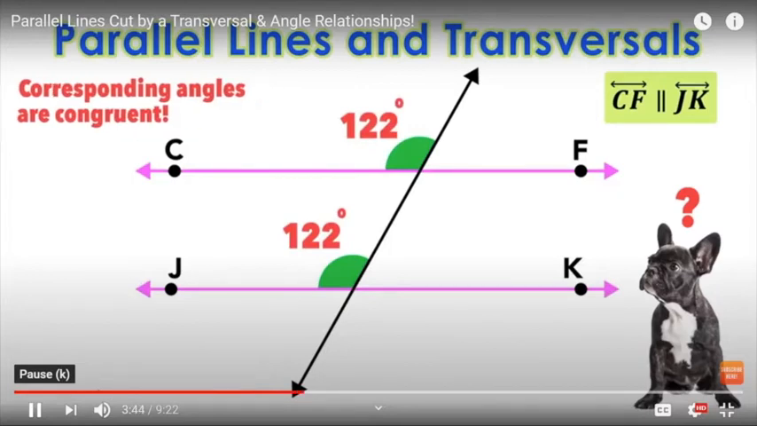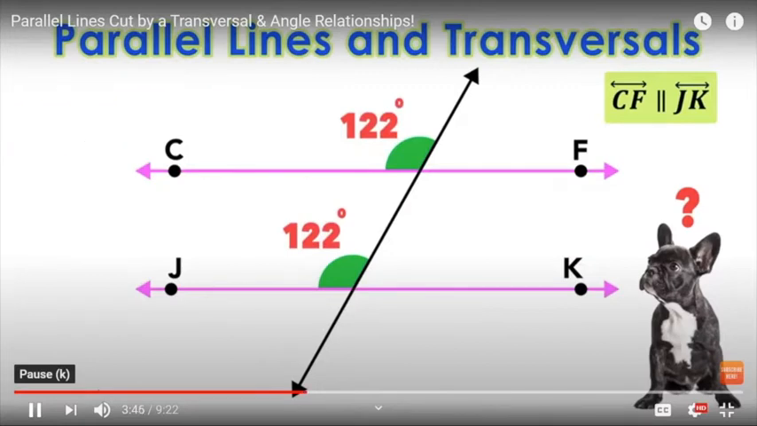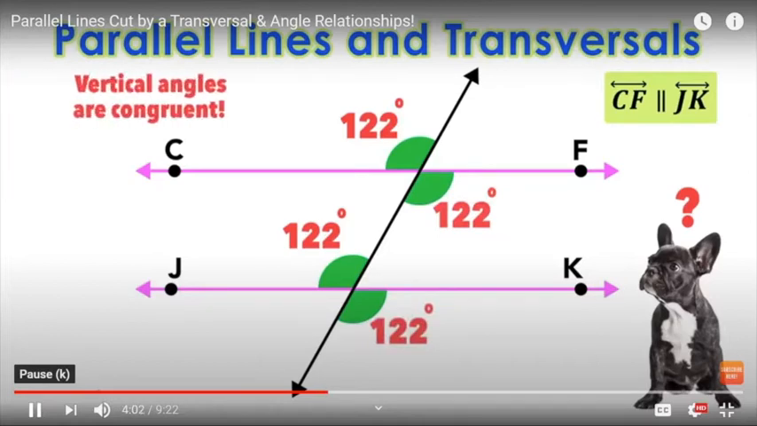Now here comes the cool part. If you know one of those angles, you can find all of the remaining unknown angles. Let's start out with the angles directly opposite or vertical to the angle that we just found, which was 122 degrees. We know that vertical angles are always congruent. So in this case, the angles opposite are also 122 degrees.